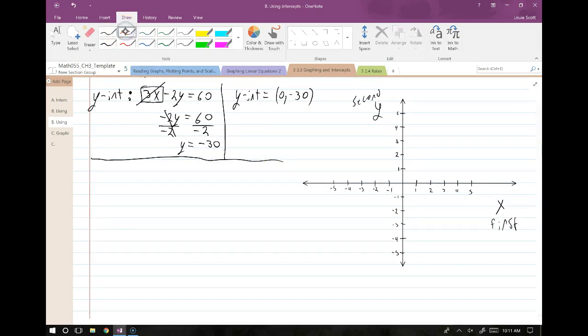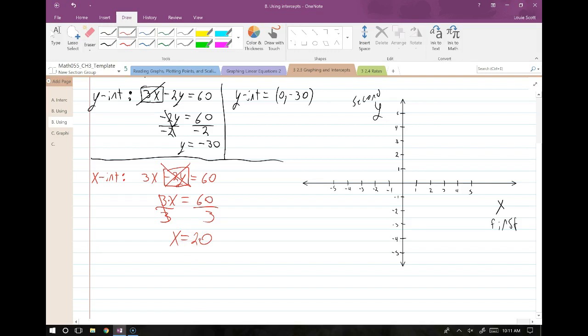Now let's find our x-int. These are my calculations for my x-int. 3x minus 2y equals 60. So remember, to find the x-intercept, we just set y equal to 0 and then solve for x. So negative 2 times 0 is 0, and I have 3x equals 60. If I divide both sides by the coefficient on x, I end up with x equals 60 over 3, which if you calculate it is just 20.